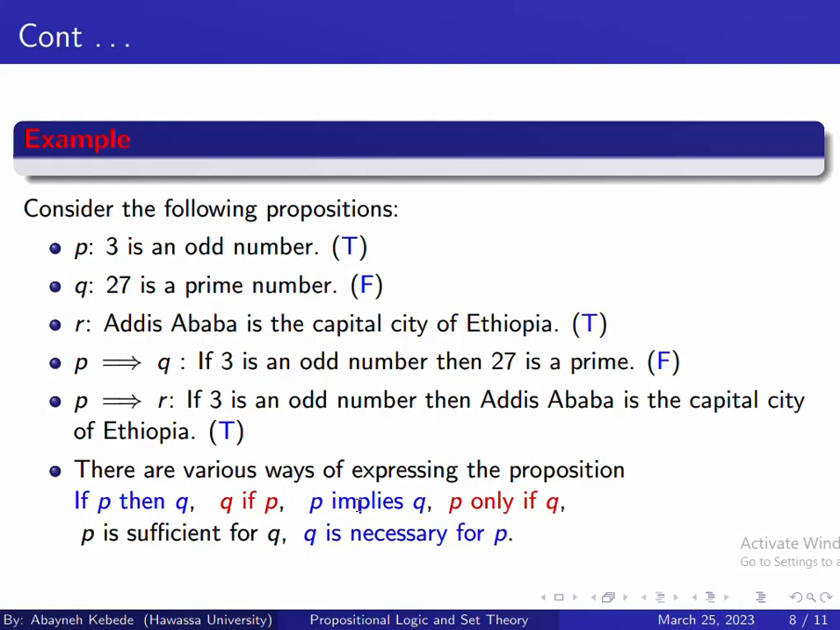There are various ways of expressing the proposition P implies Q. The implication statement P implies Q can be read as: if P then Q, Q if P, P implies Q, P only if Q, P is sufficient for Q, Q is necessary for P. All of those expressions are equivalent to the statement P implies Q.